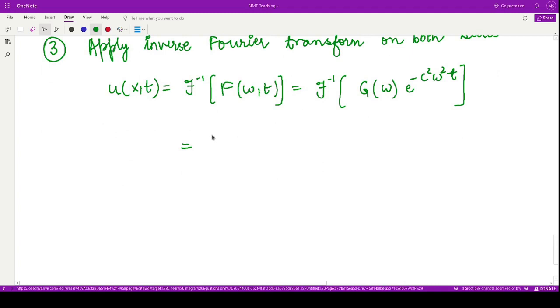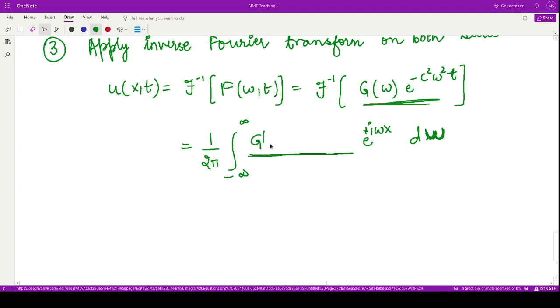According to this definition, we have 1 by 2 pi times the integration from minus infinity to infinity of whatever function is given to you, e to the power iota omega x, dx. This is not dx, this is d omega. Why? Because we are now shifting from the omega domain to the x domain. So we have a positive sign here, and the function that is given to you is this one. So you will write g of omega here, e to the power minus c squared omega squared t here, right? So this is what you have.